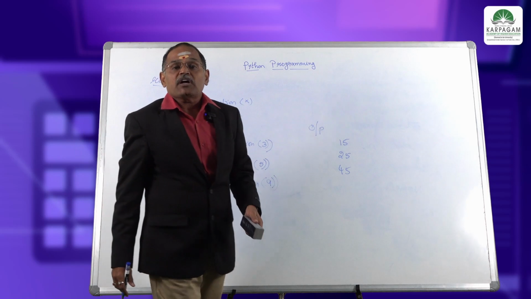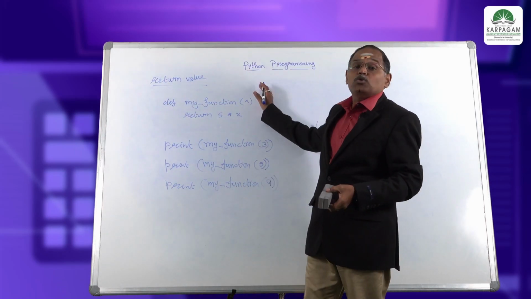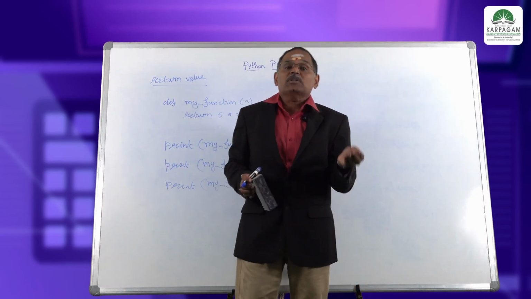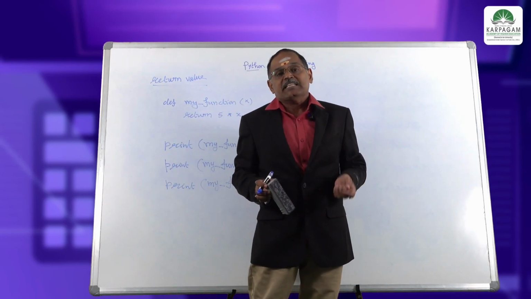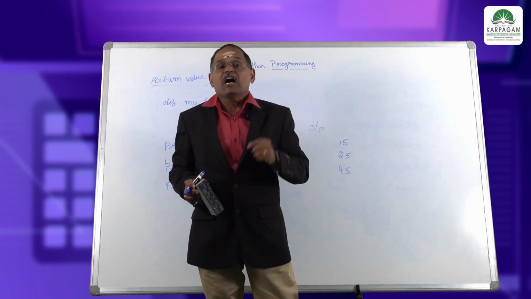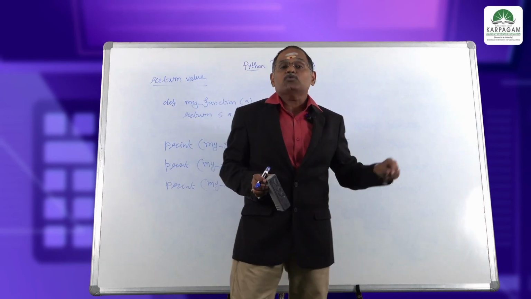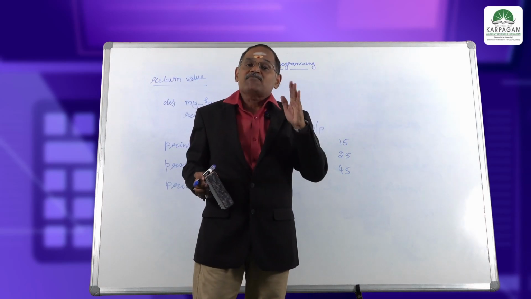Now we are going for a conclusion. Today we have seen the ins and outs of functions: how a function has to be created and how it has to be called, what parameters or arguments are, how the default value works, how the keyword parameter works, and how the return value works. We have seen all the things in functions.